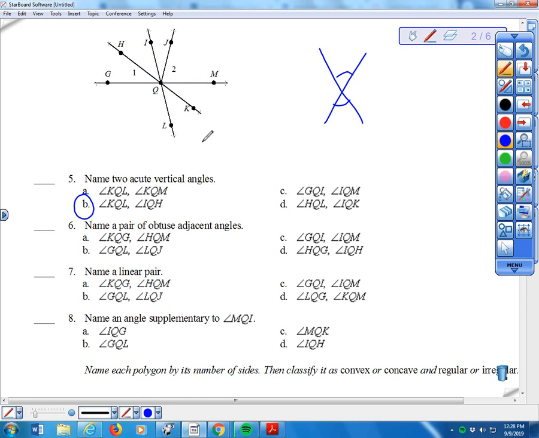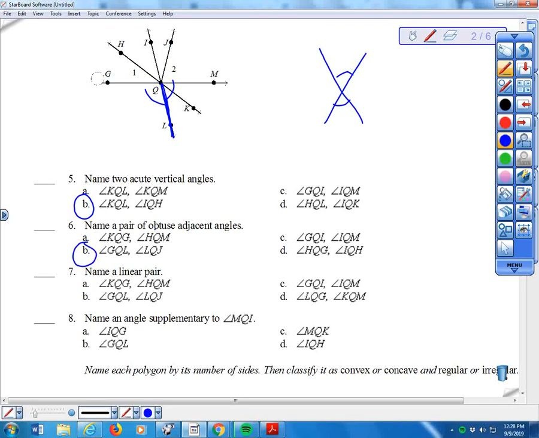All right. GQL is here, and LQJ is here. Well, this angle is obtuse, and there's the side they share. So they are adjacent. You had to meet both. It had to be both obtuse and adjacent to get that correct. So it was letter B.